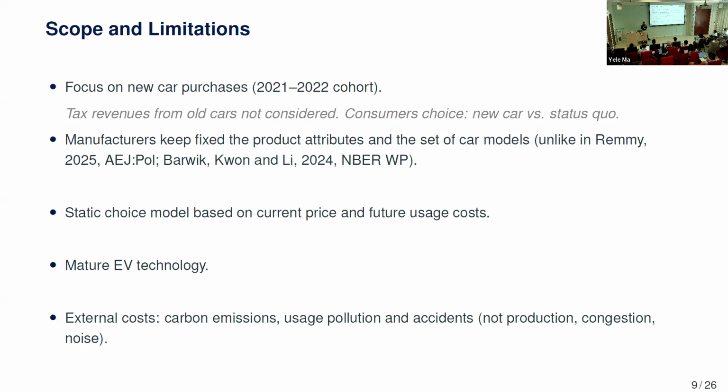And then, as I said, manufacturers are going to fix their product characteristics and the set of models that they are offering to consumers. It's going to be a static choice model, but with forward-thinking consumers that take into account the expected driving costs for choosing what car they want to purchase. And then, EV technology is mature. And finally, we don't take into account congestion, noise, or production. Those are other externalities that could also be relevant, but that we haven't addressed here.